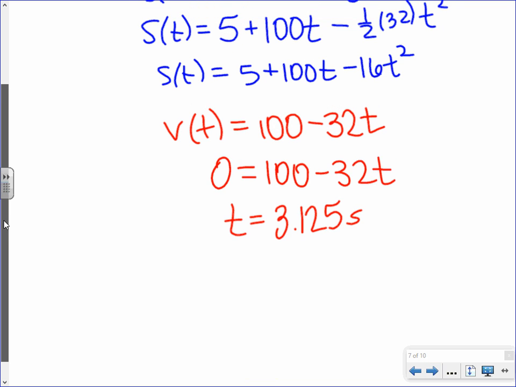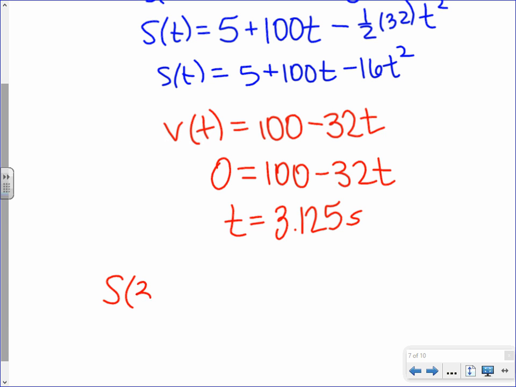Now, we don't necessarily have to make a sign chart for this. Our position equation is what kind of equation? Okay, it's a quadratic, it's a parabola. So we know it's only going to change directions once, right? So our position at 3.125 would be what?